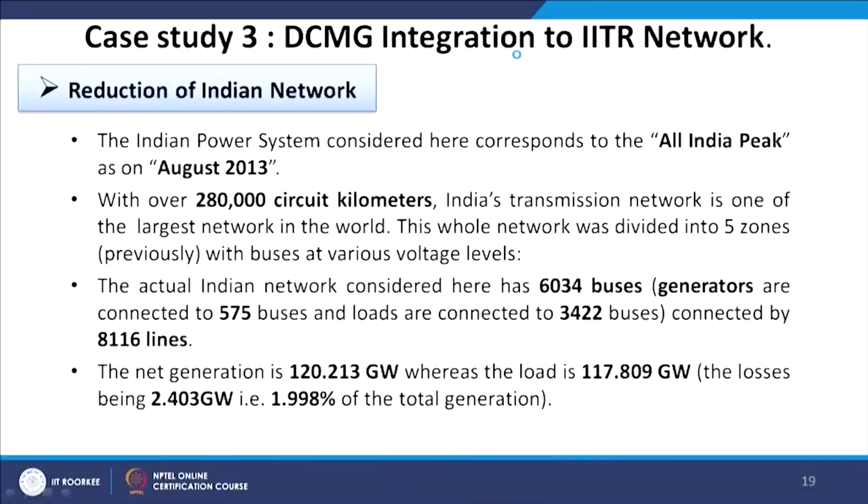So, an attempt has been made by the research team of this laboratory to reduce that network to a smaller scale, so that at least we can simulate the all India network with the simulation capability available in our laboratory. Now, the net generation at that point was approximately 120 gigawatts, and the load was 117 gigawatts.